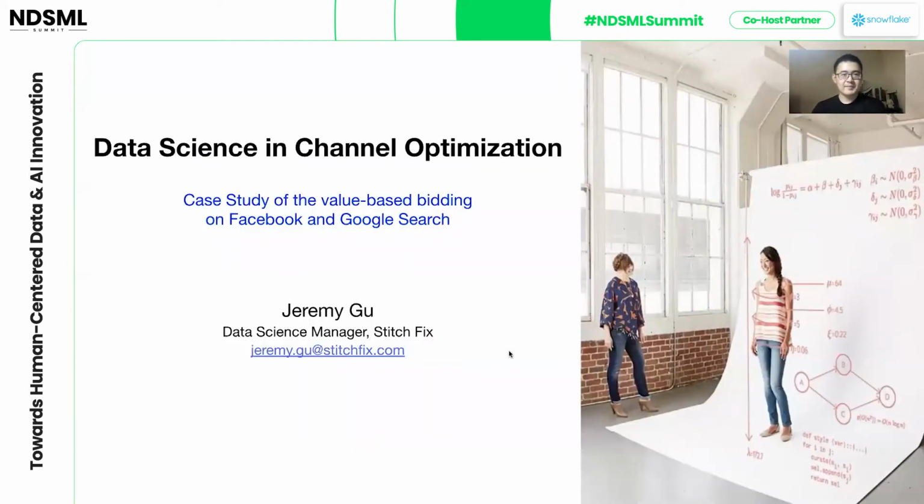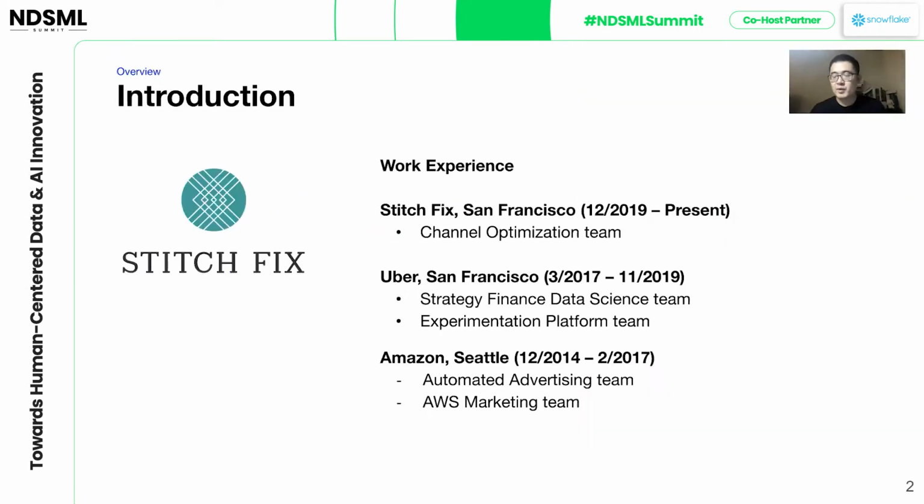Here we go. So today I'm going to give a case study on value-based bidding on Facebook and Google. What does that mean and how can we measure the impact? We will talk about that in this session. First, I want to give a quick introduction to myself. I'm a manager on the channel optimization team at Stitch Fix, and previously I was at Uber and Amazon.